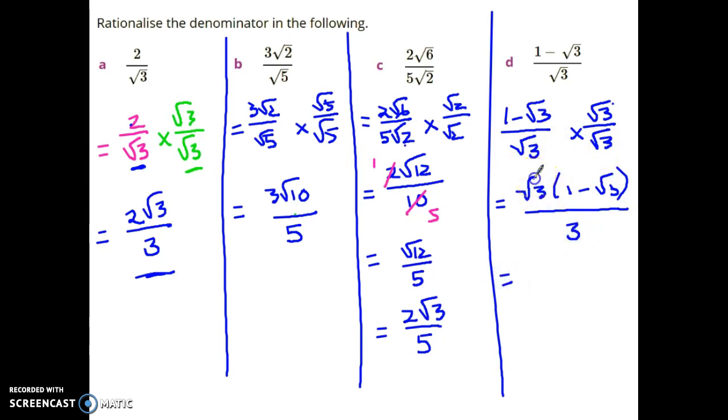Now let's expand the brackets. Root 3 by 1 is root 3. Root 3 by minus root 3 is minus 3, all over 3. Now, even though it looks like we can go further here, I cannot go cancelling just that and that out, because if I've got 3 here, it has to also divide into that one. So I can't just go cancelling anything out. That is as far as I can go, finished. And that's rationalising the denominator.